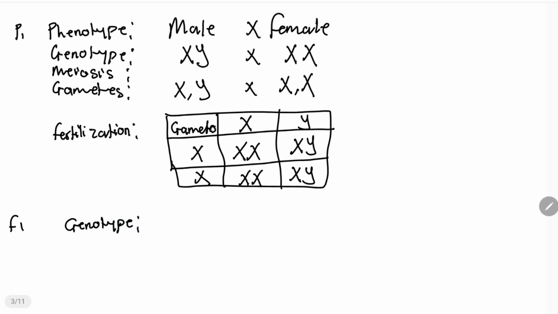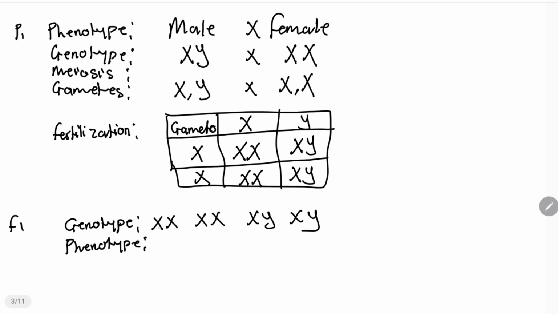We're going to write genotype. And this is the genotype of the offspring that we produce through this cross. So it is going to be XX, XX, XY, XY. Right? And then below genotype, we come to write phenotype. And this is the physical appearance of the offspring.